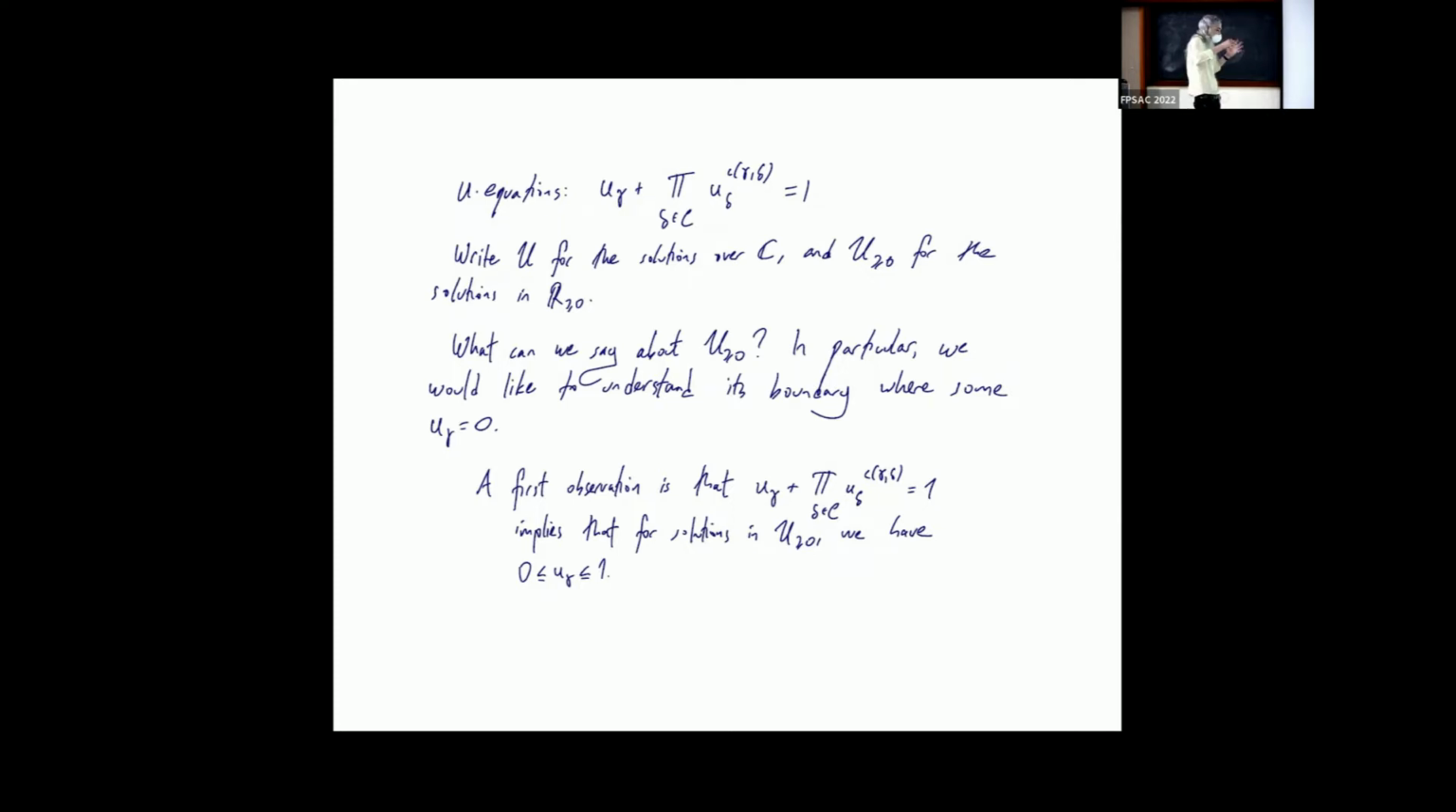To begin with, to get some sense of what this space is going to look like, we'd like to think about its boundaries. So boundaries are going to be where some u gamma equals 0. A first thing I want to notice is that if all my u gammas are non-negative, and I look at an equation which says u gamma plus a product of some other u's equals 1, then both of these terms are going to be non-negative. And that implies that u gamma had better be between 0 and 1, so that this product will also be between 0 and 1.